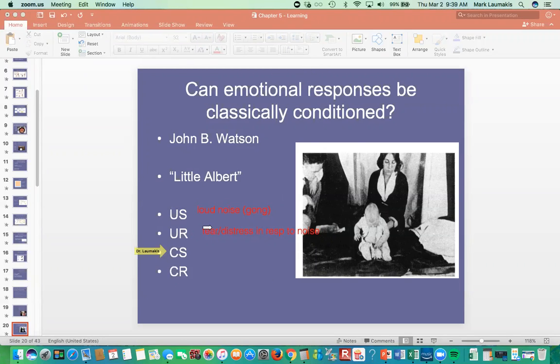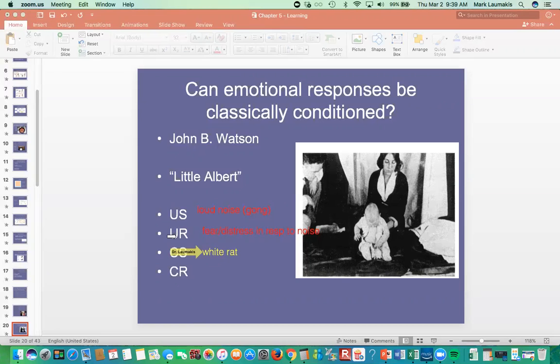What about the conditioned stimulus here? Well, what Watson wants to show is that he can have this child learn to be afraid of that white rat. So in this case, the conditioned stimulus is going to be a white rat. Now, how are we going to get him to learn to be afraid of the white rat? What are we going to do with the white rat? How do we do the training here in classical conditioning? I'm asking you to tell me in the chat box. What do we do with the white rat?